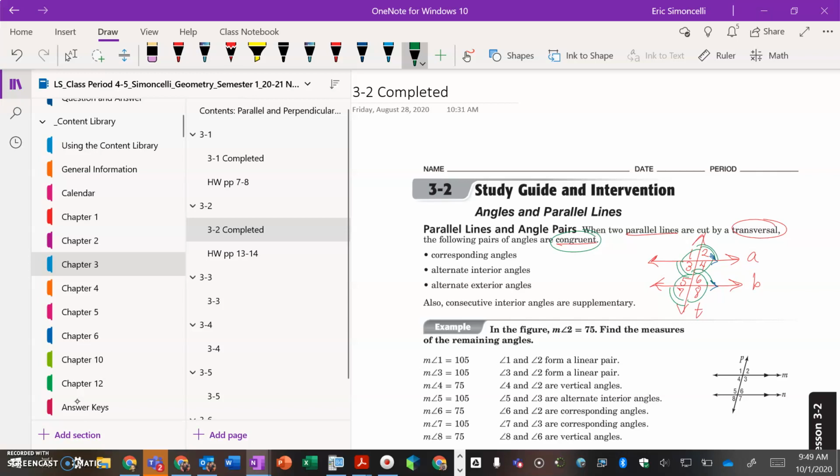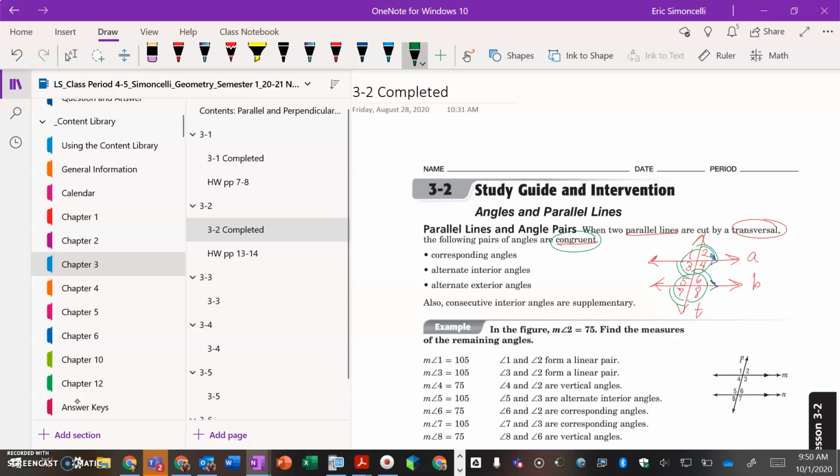Alternate interior angles, angles 3 and 6. Angles 3 and 6 are alternate interior and they're congruent. 4 and 5, alternate interior and they're congruent. And there you have it. Alternate exterior, that's next. Just like alternate interior, look, angle 1 and 8 are alternate exterior, therefore congruent. 2 and 7, alternate exterior, therefore congruent.